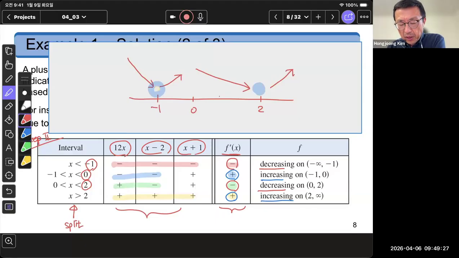And probably at 0, my function will have a local maximum. So I can find those local minima or local maxima by looking at this pattern of the graph. And we can easily find those by just estimating the sign, the positiveness or negativeness, of f prime of x.